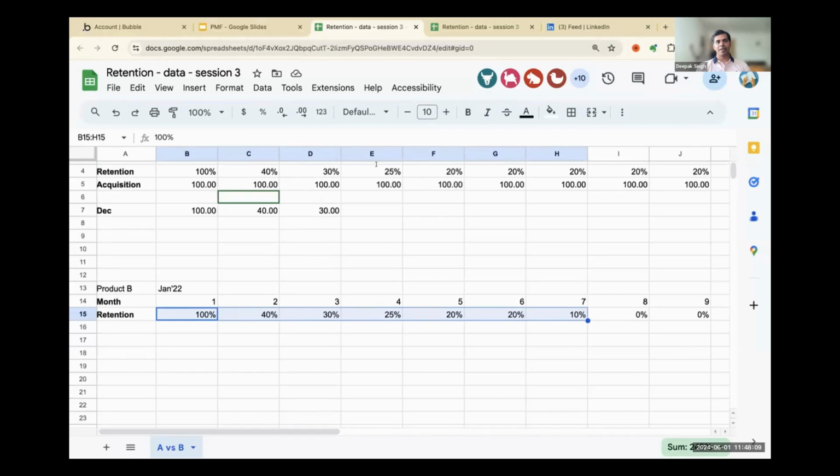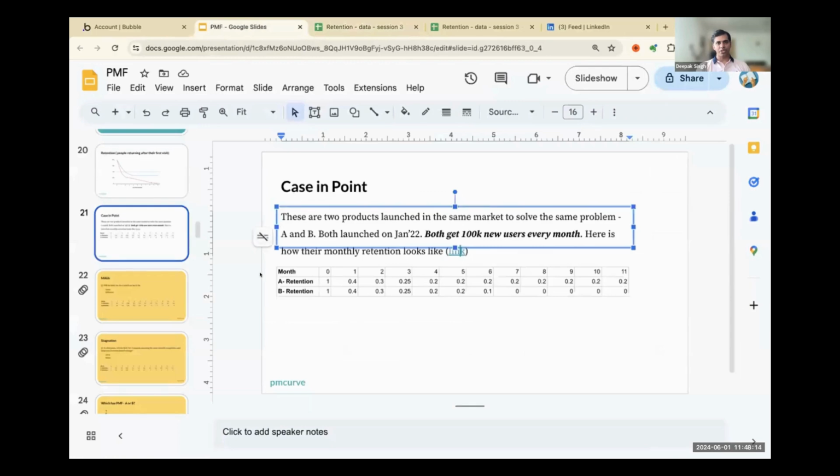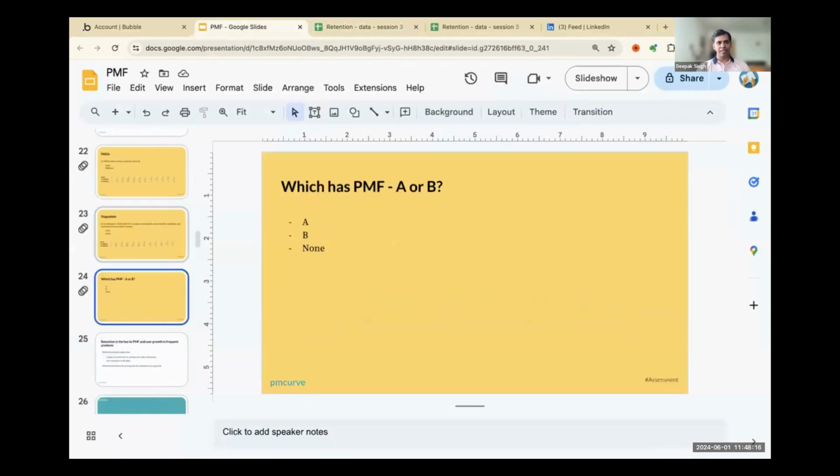Okay. I think I'm going to take a few questions. If there is no question on these particular things, the last part is, which has PMF? I think you already know the answer to this question. So A has PMF because it has flattened retention. Now let me take some questions.